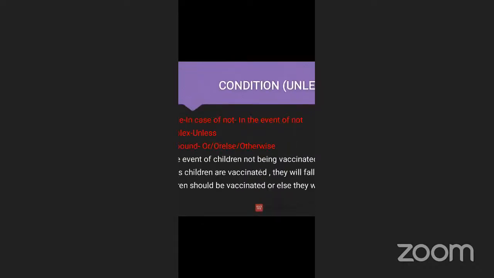See the first example: in the event of children not being vaccinated, they will fall ill. First, after in the event of, we used the subject. Who should be vaccinated? Children only. So we used the subject after that: in the event of children not being vaccinated. So that is are, and the ing form of the verb should be used. That is why being is used.